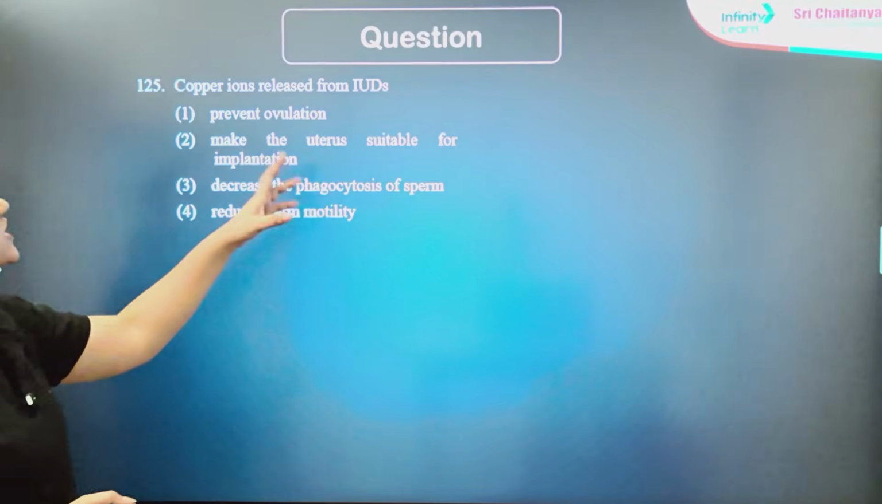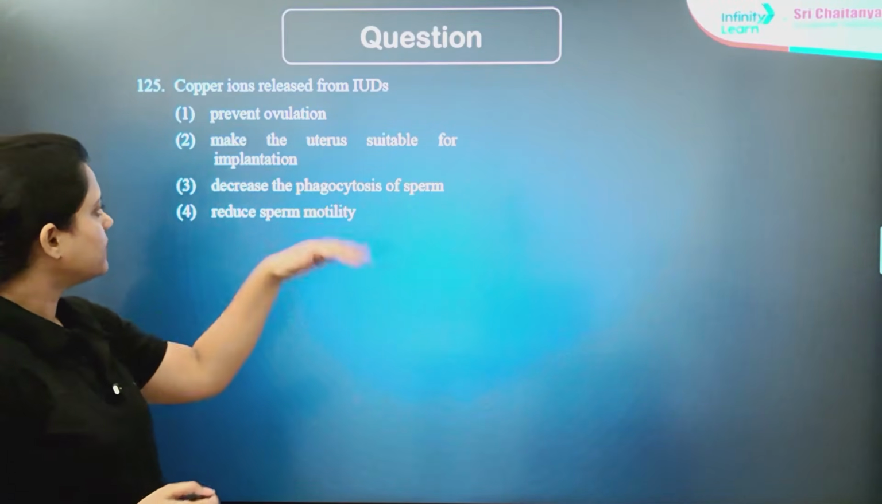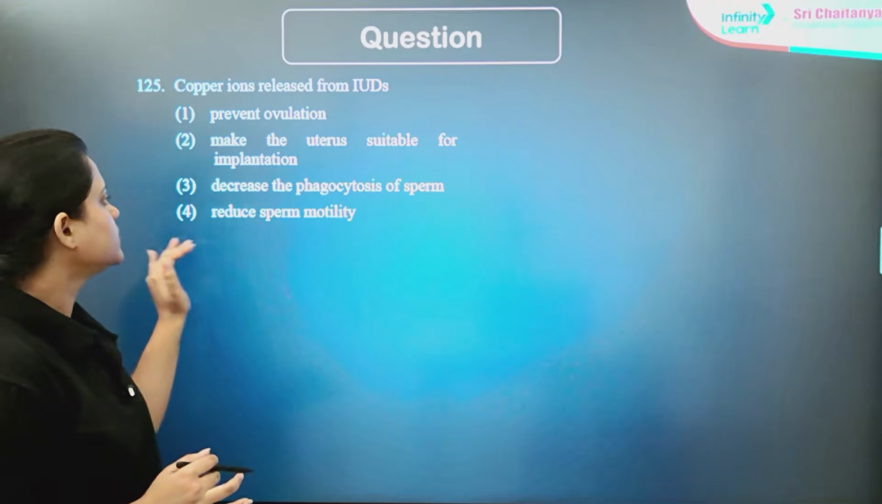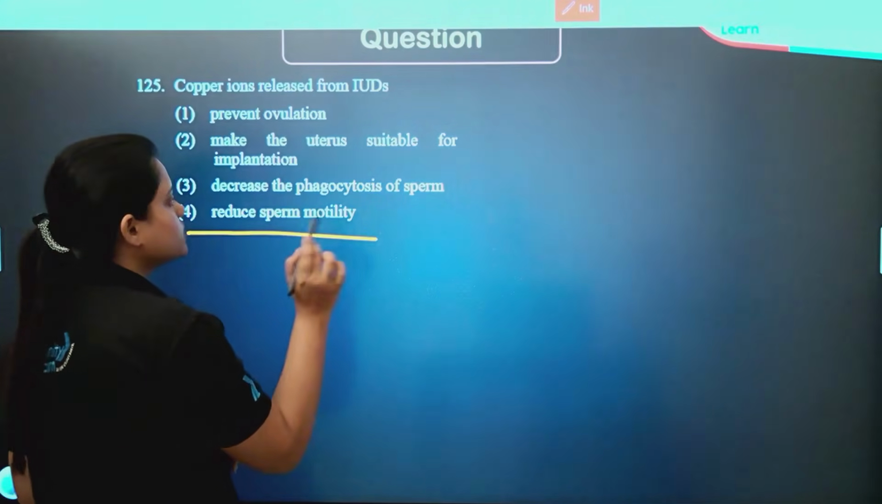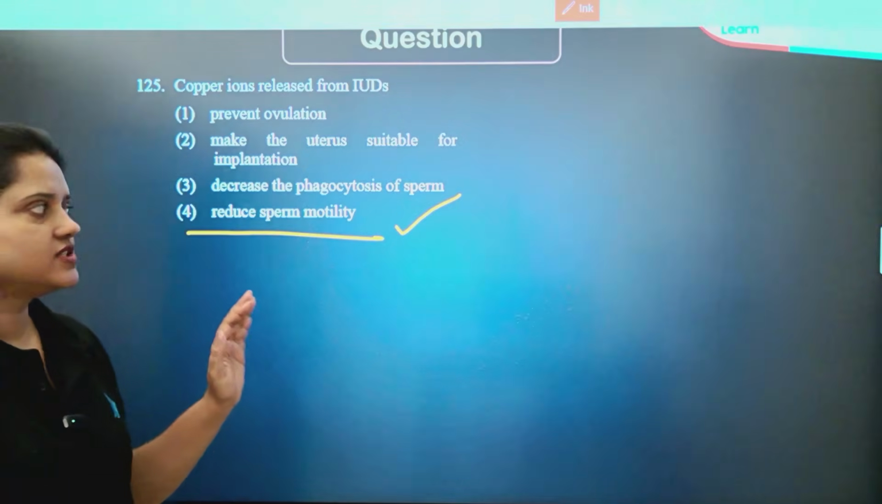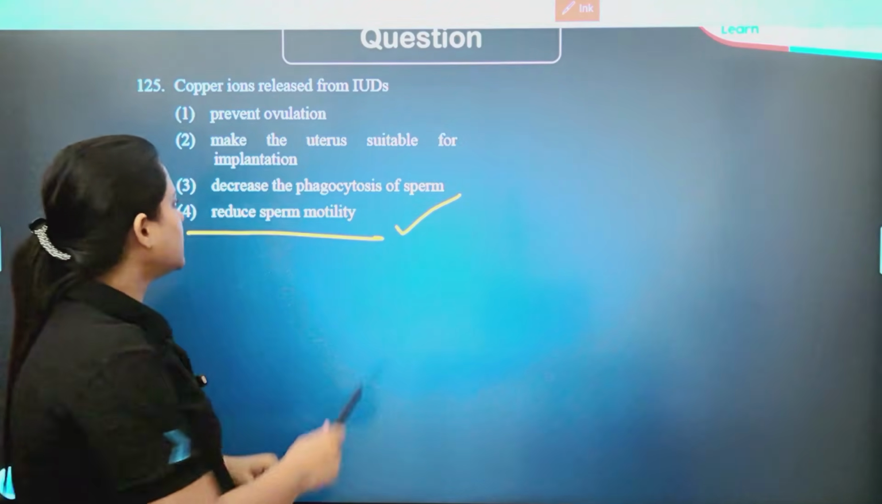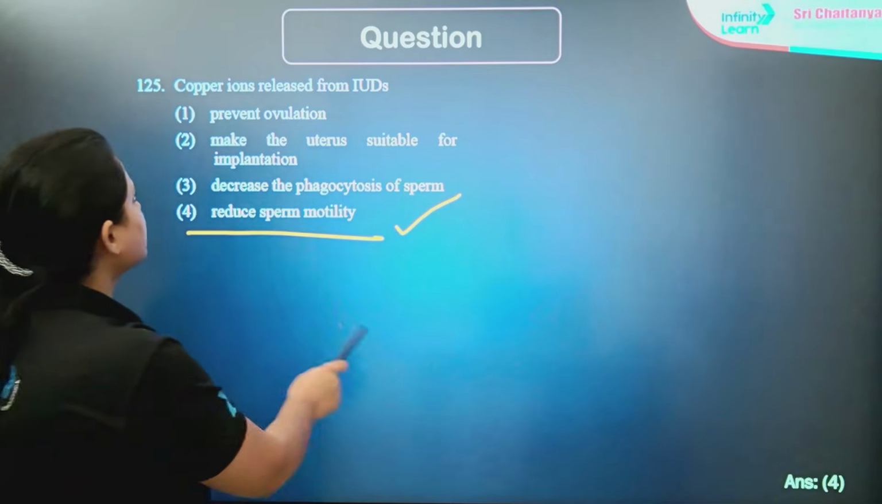Copper ions released from an IUD prevent ovulation and make the uterus suitable for implantation? No. It reduces the sperm motility. So the correct answer for this question is that it reduces sperm motility, as it interferes with the mitochondrial activity in the sperm. So the answer here should be 4. Let's move on to our next question.